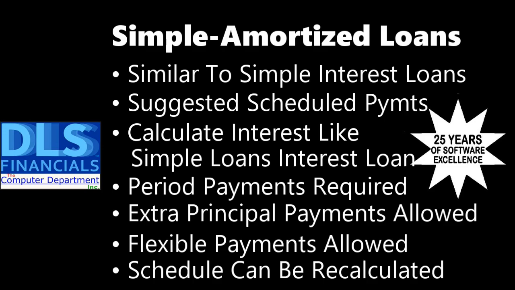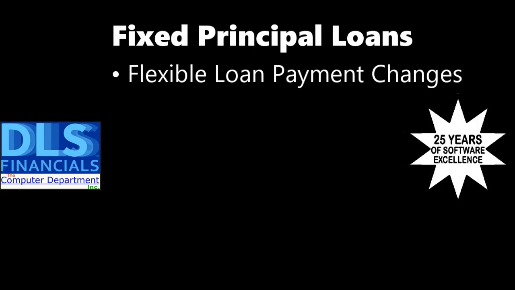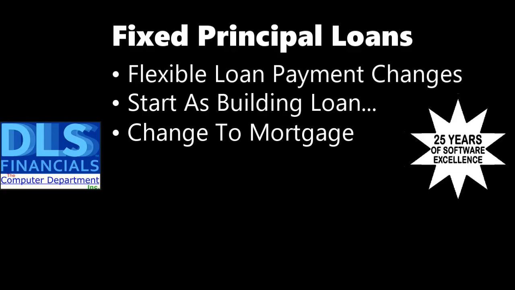You are able to recalculate the suggested schedule to bring it up to date with the current balance of the loan. Fixed principal is a loan type that provides the most flexibility for the DLS user. With this loan type, it can be used as both a building loan and a mortgage loan without the need to change loan types between the two loan types.